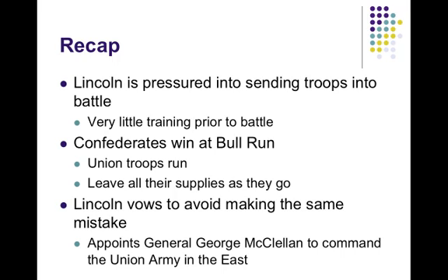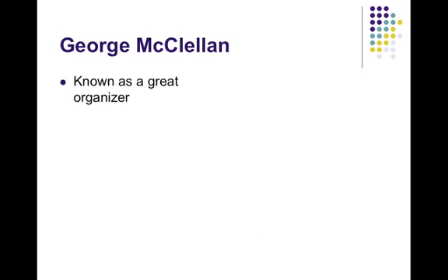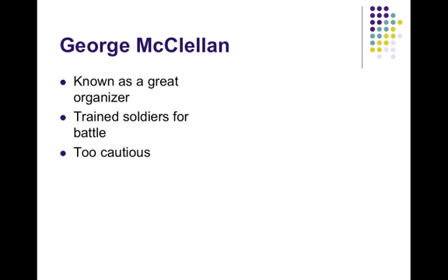Abraham Lincoln vowed that he wouldn't make the same mistake, so what he decided to do was appoint George McClellan as the leader of the Union Army in the East, and we'll talk about McClellan now for a couple seconds. His background is that he was known as a great organizer. He trained the troops for battle, he got them very well organized as an army as a whole, but the only problem was that in his practicing and all of the work that he did, he was super, super cautious.